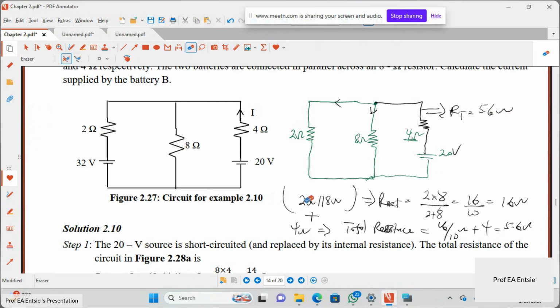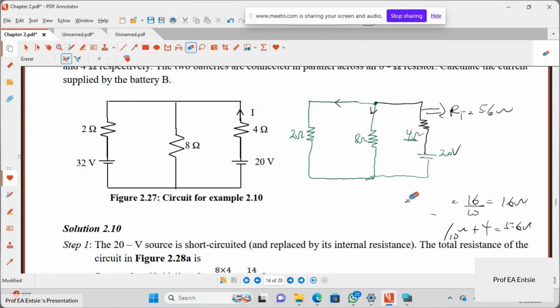I'm sorry I confused you. I thought I was doing the 20-volt short circuit, but I short circuited the 32 volts, so it is the 20 volts which is active. Now that I have the total resistance, I can find the total current. This total current will be the current produced by the 20 volts, so it will be denoted as I20.